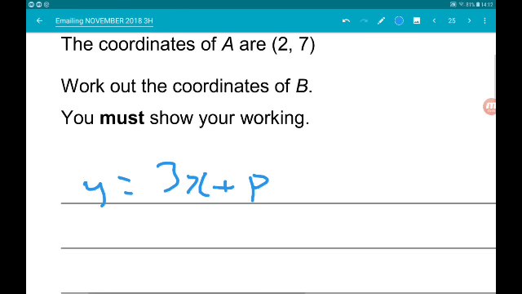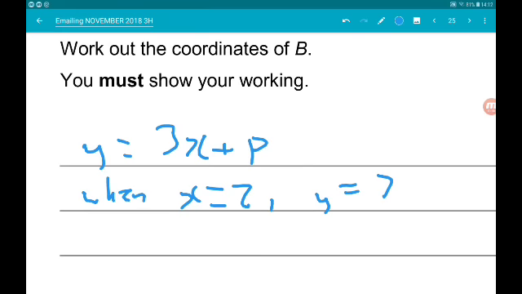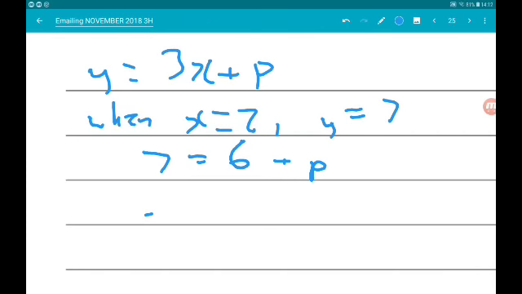So when x is 2, y is 7, that tells us then that 7 is equal to 3 times 2, so 6, add p. Therefore, we know that p is equal to 1.